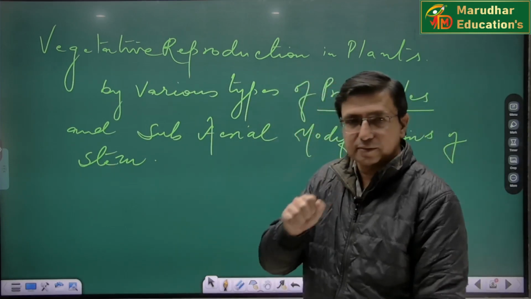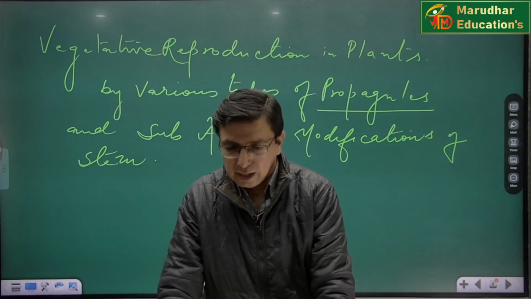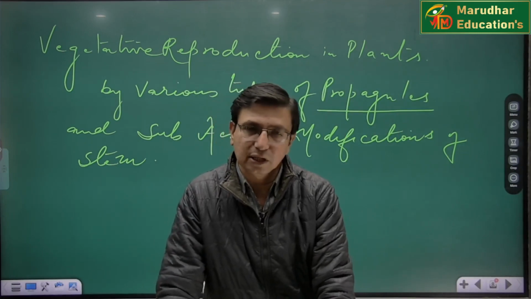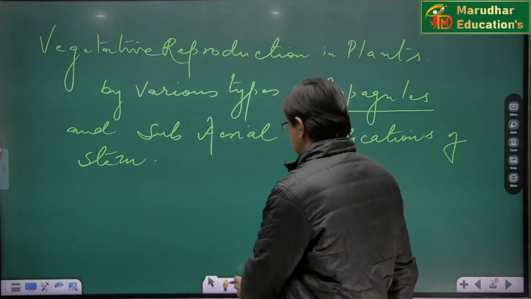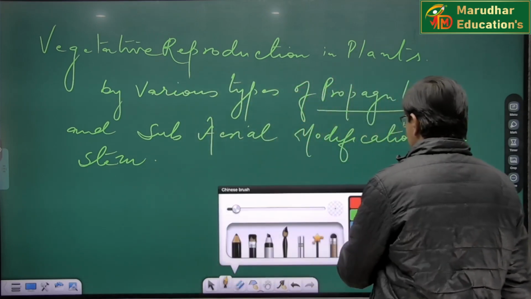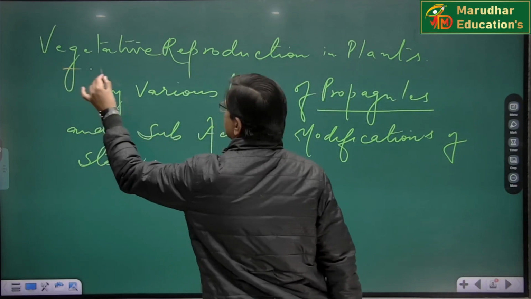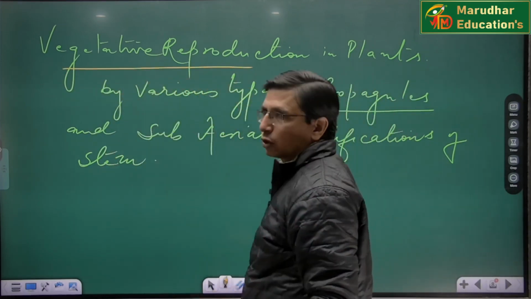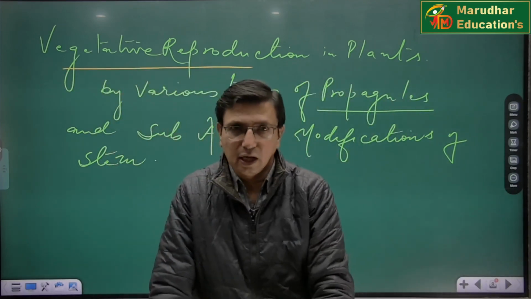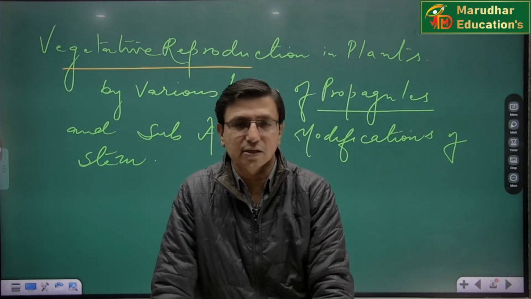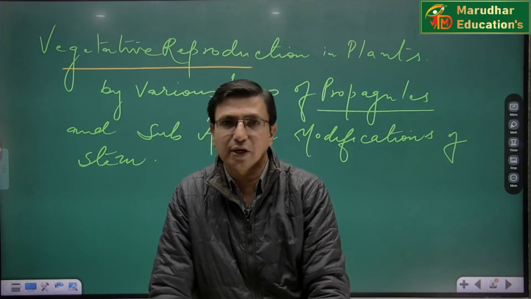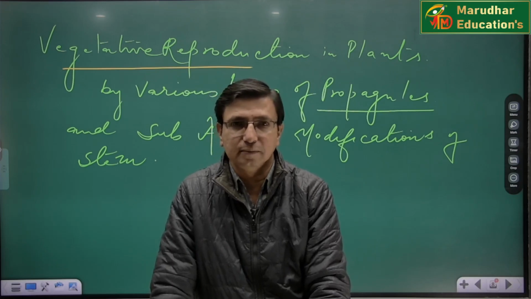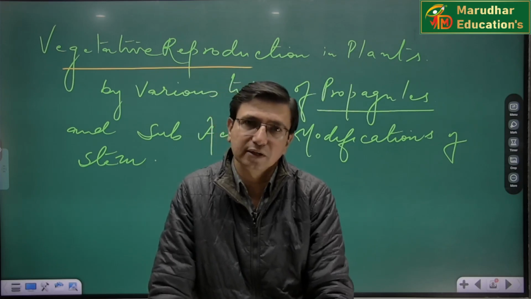In case of plants, see the asexual reproduction has been given one more name, that is vegetative reproduction. Asexual reproduction in animals is unequivocally used as asexual reproduction. But in case of plants, हम क्या करते हैं? वेजिटेटिव रिप्रोडक्शन एक नई टर्म यूज करते हैं. तो वेजिटेटिव रिप्रोडक्शन आज हम देखने वाले हैं.